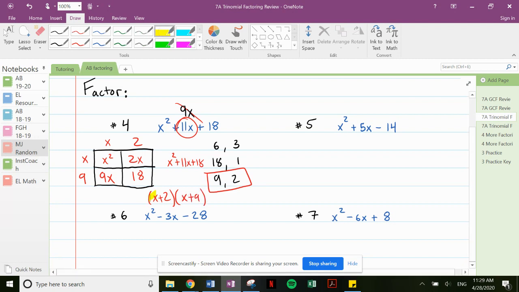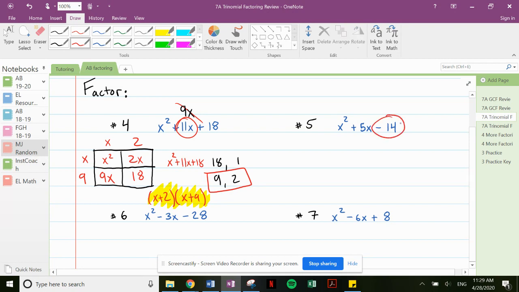If you have the 9 first and then the 2, that's okay. This could be written in reverse. But that is our final factored form. Remember, you can always check by either multiplying in the area model or double distributing everything back through here to see if you get back to that original answer. All right, let's move on to number 5 then.